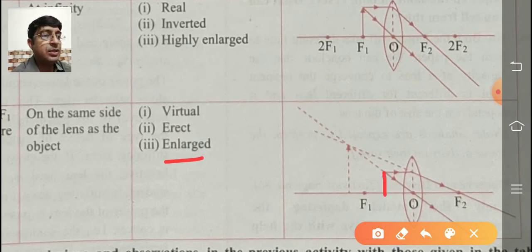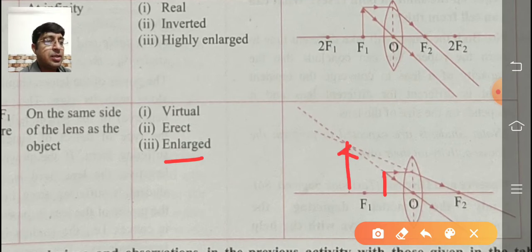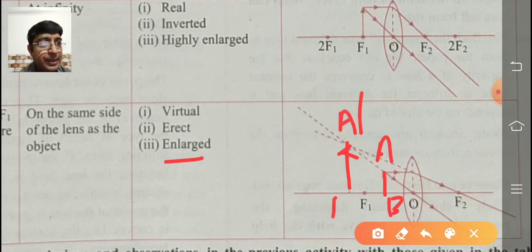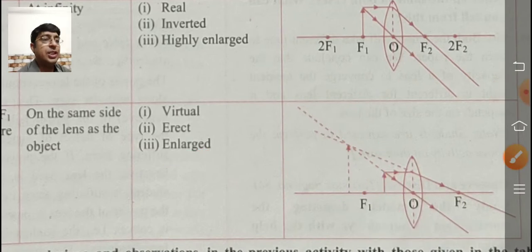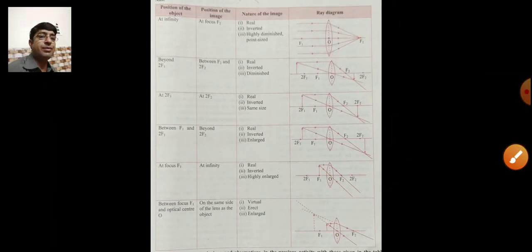This is the object and this is the image. Object is also on the left hand side, image is also on the left hand side, so it is not the real one, it is the virtual. It is not inverted. Suppose we are giving the label like this, A B, so here A dash B dash, not inverted image is formed, so it is large in size, that's why giving the label here enlarged. So in this way these are the 6 ray diagrams formed by using the convex lens.